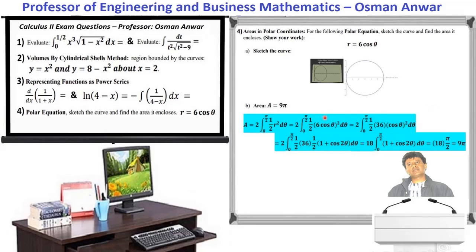Then this cosine squared theta can be written as 1 plus cosine 2 theta over 2. When you integrate this, you will end up with 9 pi. You take the integration from 0 to pi over 2, which is only the top half circle, then you just double it, and then you have the whole circle.